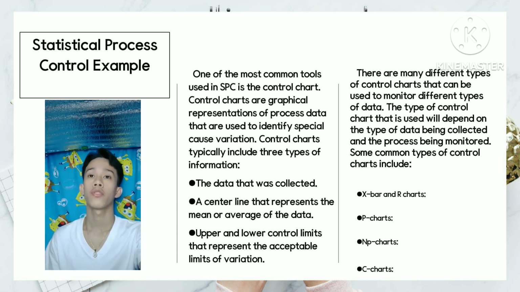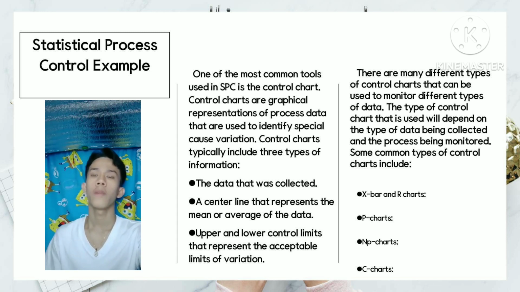Now, assume that the same company collected data for 100 products a year later and found that the average weight was significantly below the desired weight. In addition, the control charts showed that the variation was outside of the acceptable limits. So, this would indicate that the process is not in statistical control and is not predictable. In this case, the company would need to take corrective actions to bring the process back into control.